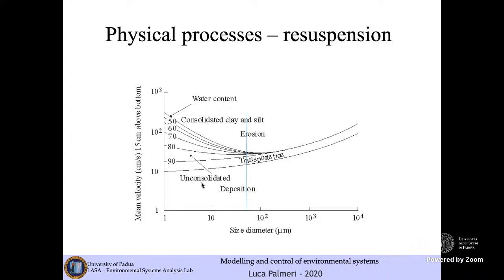In the case of sands, in which you may have 90% water content, you will have a line, a curve, or a model like this one that identifies exactly the changing condition between deposition of sediments, transportation, and then resuspension or erosion, movement from the sediment up to the water body, the water column. Okay, let's go on.